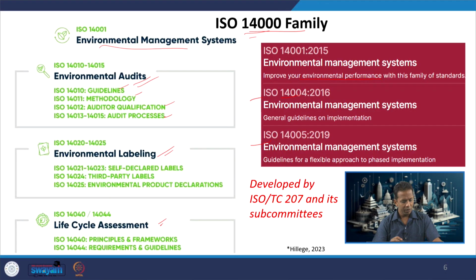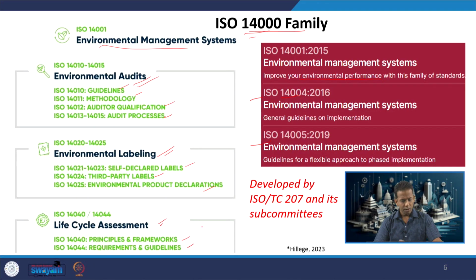In terms of environmental labeling, most of the companies can self-declare their labels for the products or the equipment that they want to sell in the market. So, self-declared labels have 14021 to 23, then third party labels and environmental product declarations come under the category of 20 to 25.